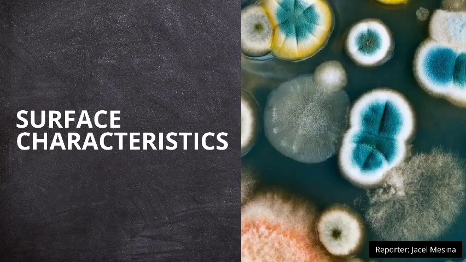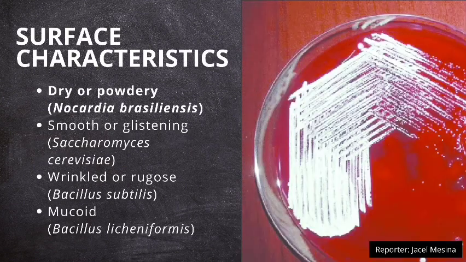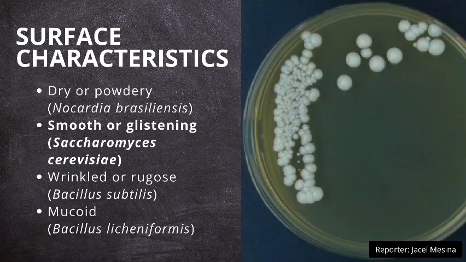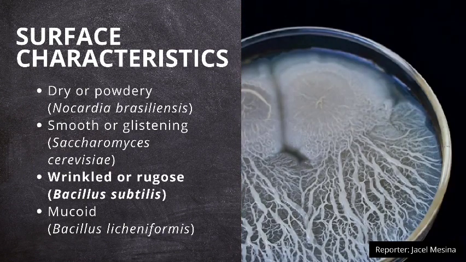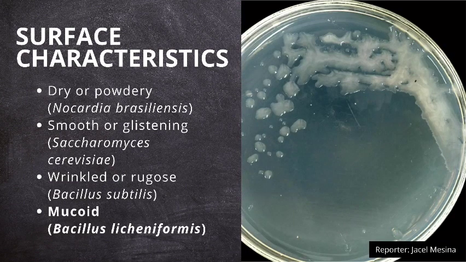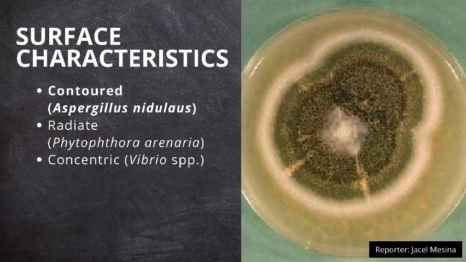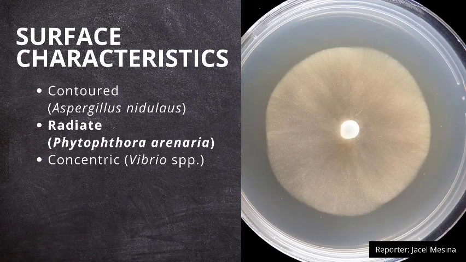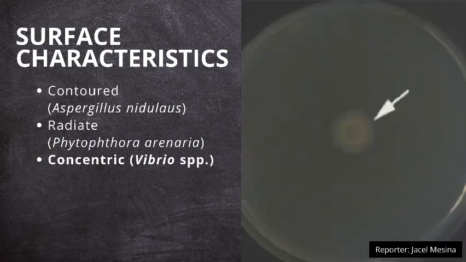Second, the surface characteristics. In terms of macroscopic morphology, colonies may appear dry or powdery such as the Nocardia brasiliensis colony, smooth or glistening such as Saccharomyces cerevisiae, wrinkled or rugose like Bacillus subtilis, and mucoid in appearance such as the colony produced by Bacillus licheniformis. Also, a contoured colony that is irregular and smoothly undulating is produced by the fungus Aspergillus nidulans. Radiate colony has ridges radiating from the center like spokes in a wheel, and an example organism is Phytophthora arenaria, and lastly, concentric surface like some Vibrio species.